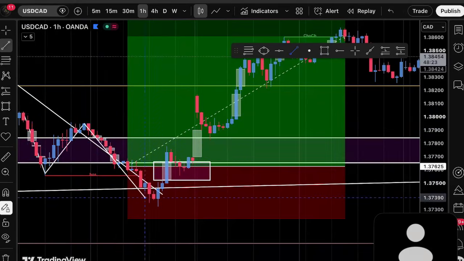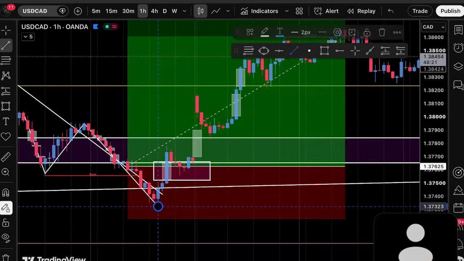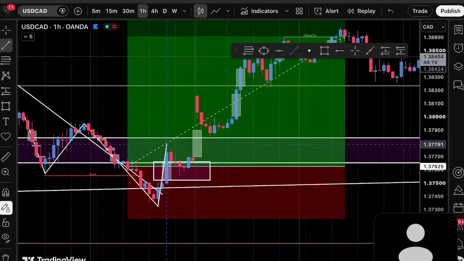The neckline, the head, right? And then for me, technically, I gave this the neckline, and then I was looking for this to be the right shoulder. Understand the head and shoulders is not always going to be perfect, but you got to go with what makes sense. And this fair value gap and this big old bullish candle was enough to make sense for me.